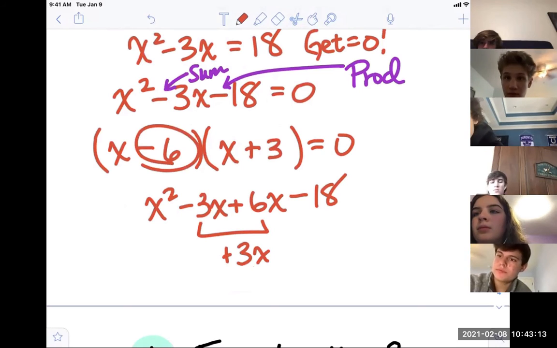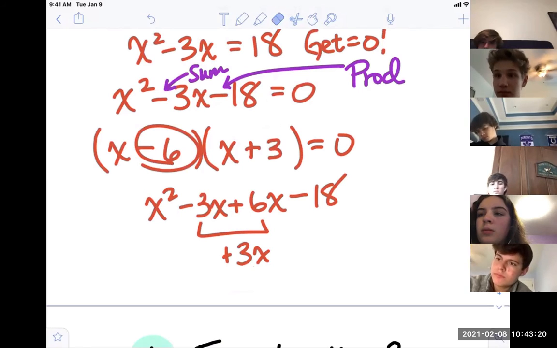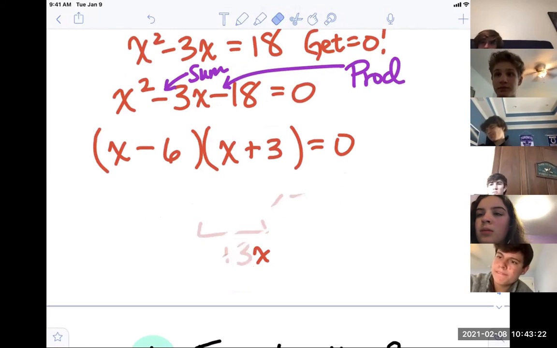We want the larger number to have the negative coefficient because when you add them, you're supposed to get a negative value on this problem. Okay, so 6 is the larger number. It needs to take the negative sign.